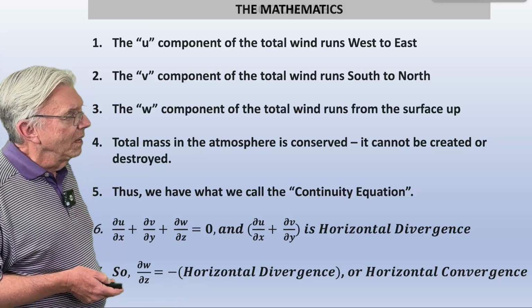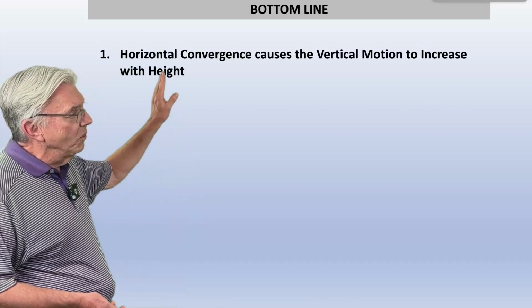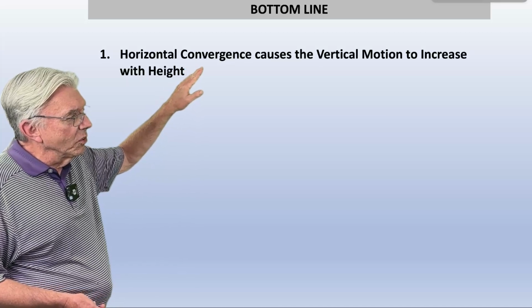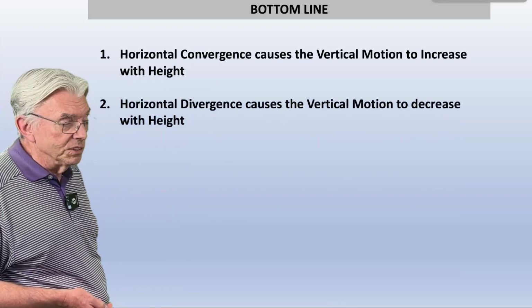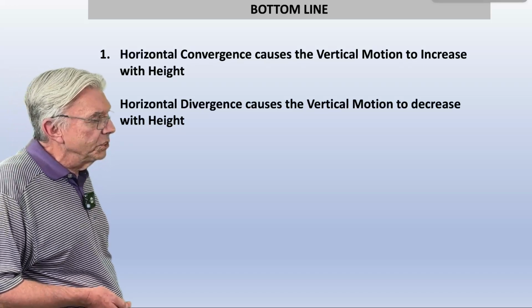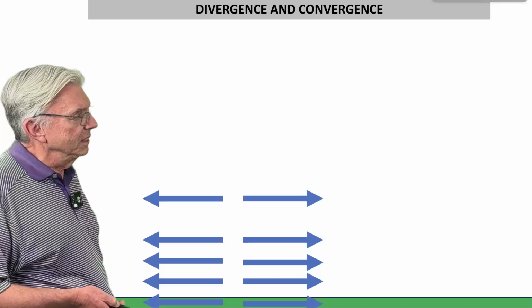All right, so let's look at this from a bottom line standpoint. Horizontal convergence causes the vertical motion to increase as you go up, and horizontal divergence causes the vertical motion to decrease as you go up. So let's look at this graphically.